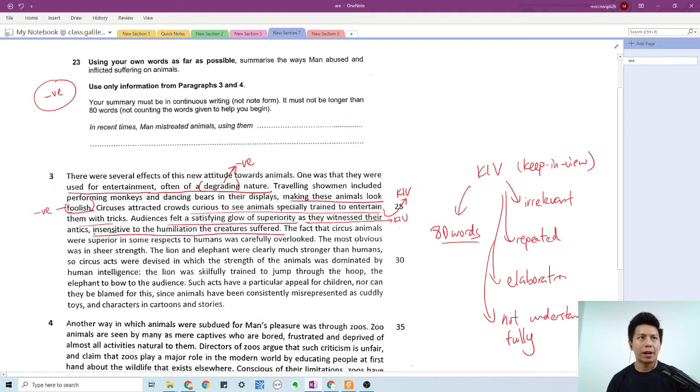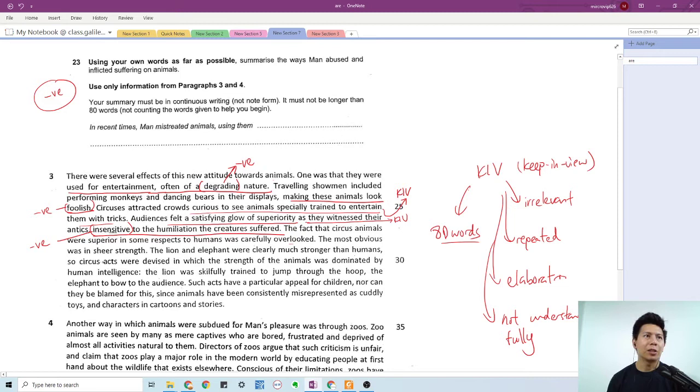This is where we find a point. We are insensitive, so something negative over here. This is definitely a point. The fact that circus animals were superior in some were overlooked. The word overlooked has a mild negative connotation, but I'm just gonna forget about it. Okay, I might KIV this, but let's carry on first.